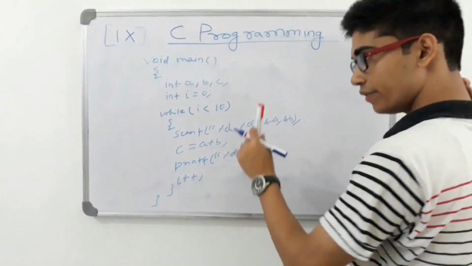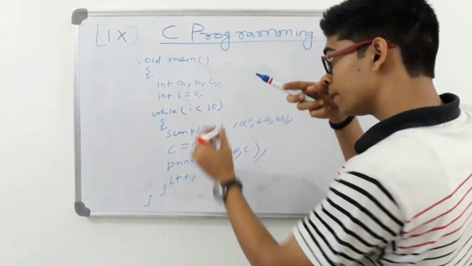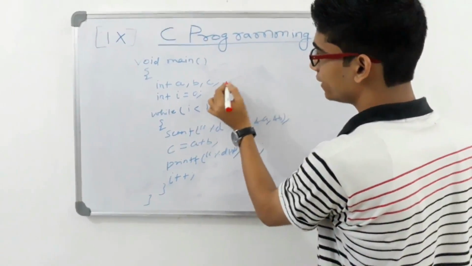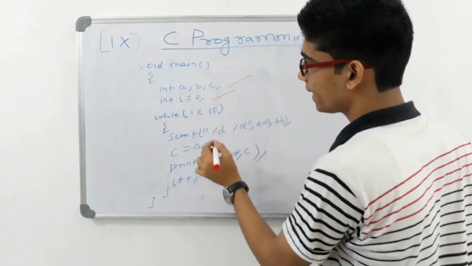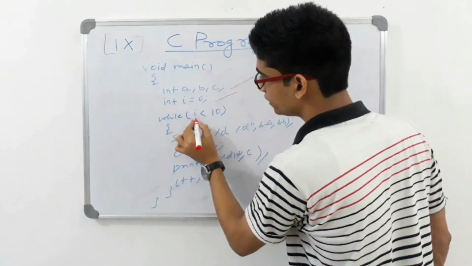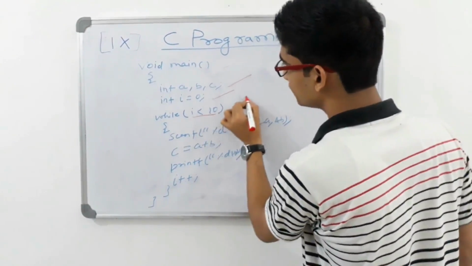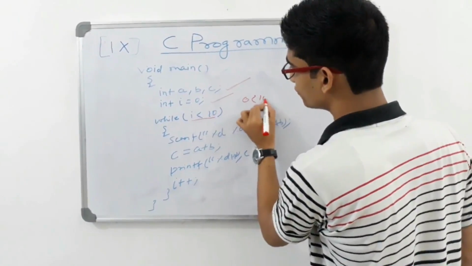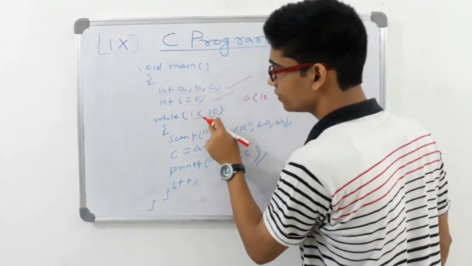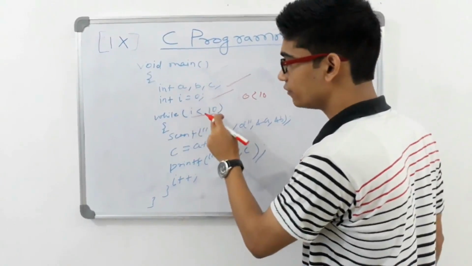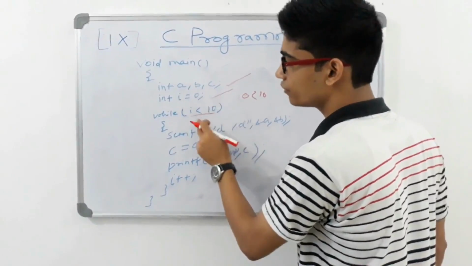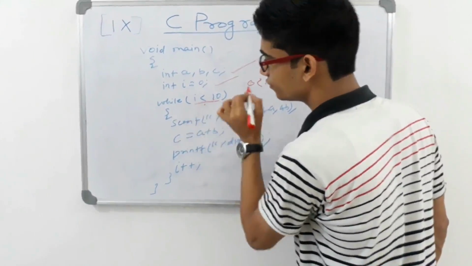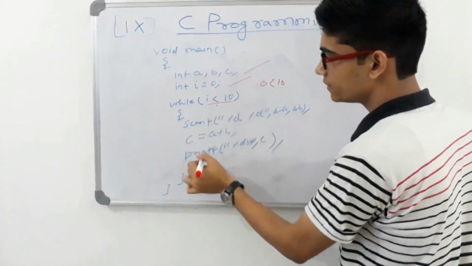So see how we are doing it. We have declared three variables a, b and c. We have initialized i, and now i is 0, so it will check i is less than 10. Since i is 0, 0 is less than 10 is true, so it will return a non-zero value. So this condition is true, and if it is true, the statements will be executed.